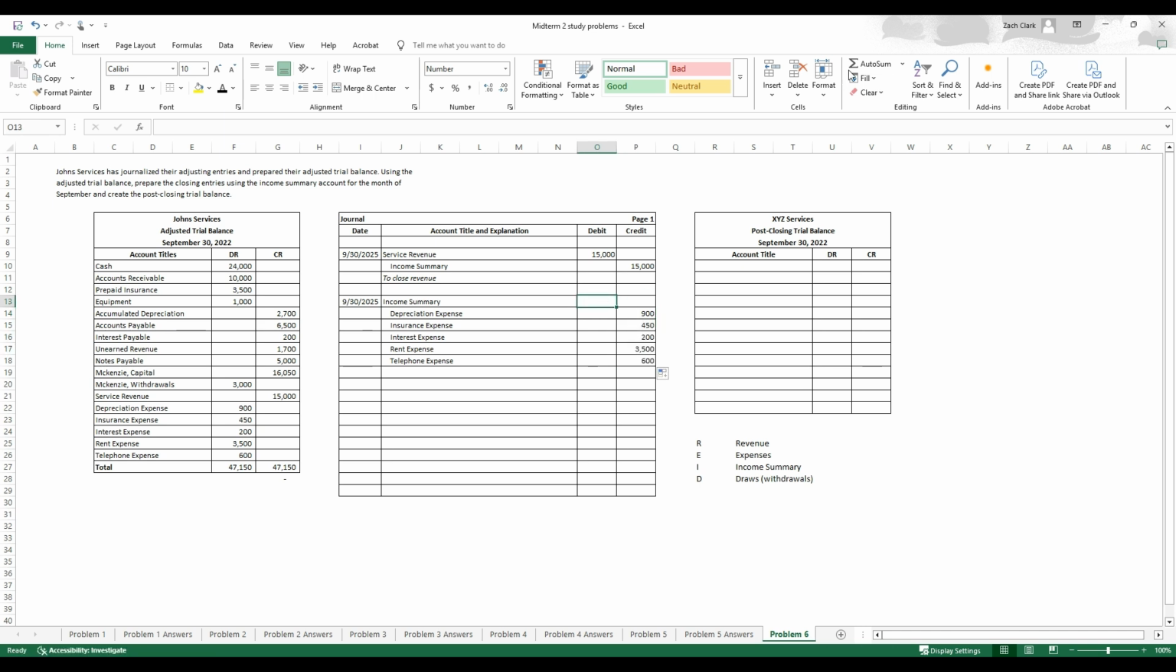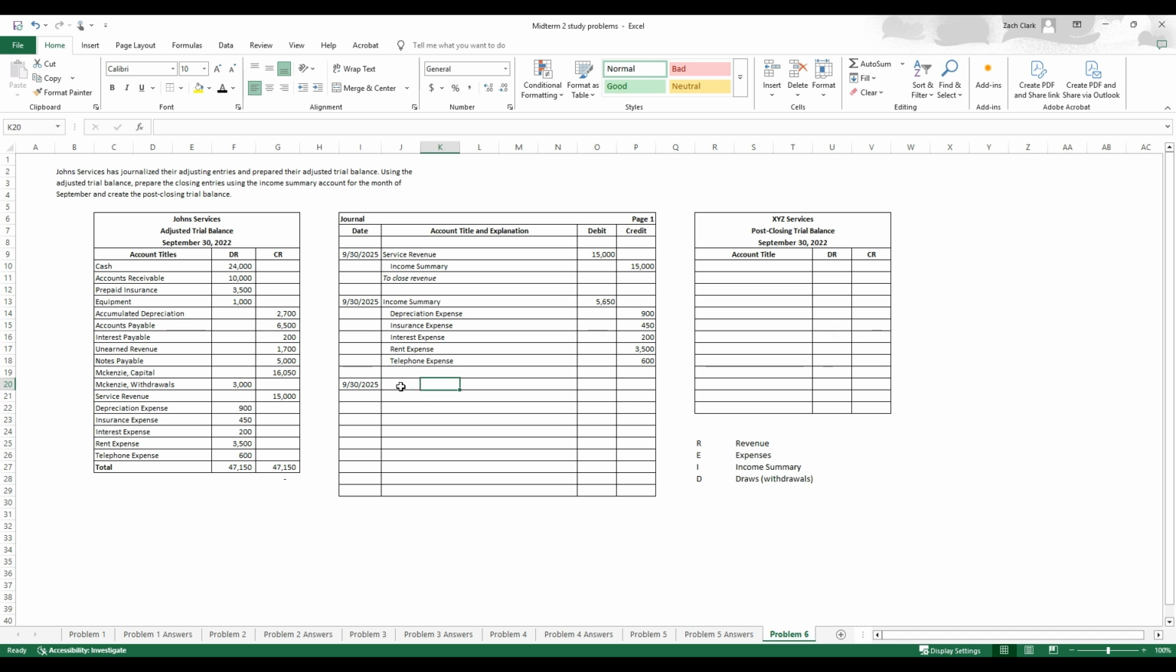And then we're going to debit our income summary for that total. So 5650, which would be our total expenses. Those are now all closed into income summary. Okay, so that was our E.